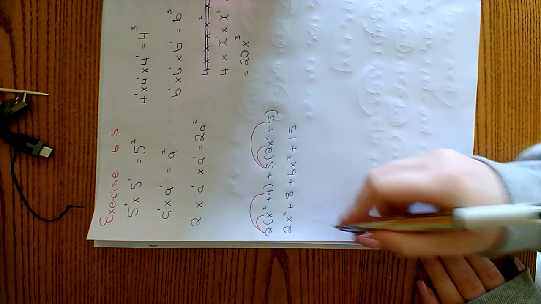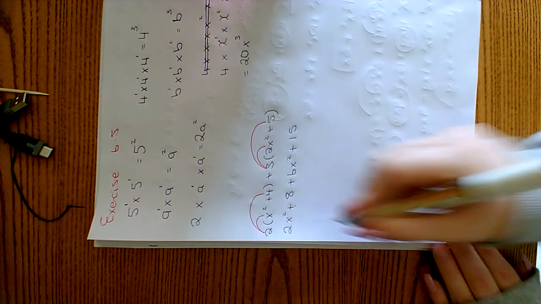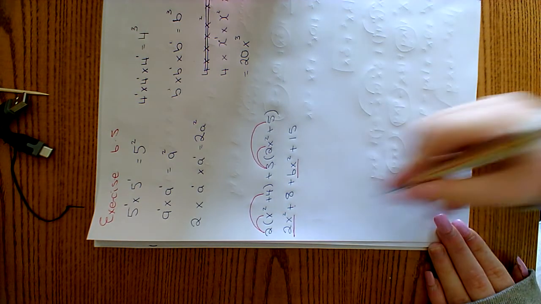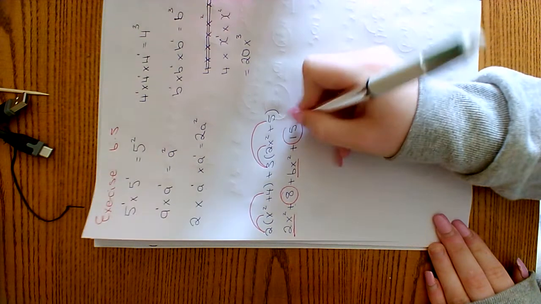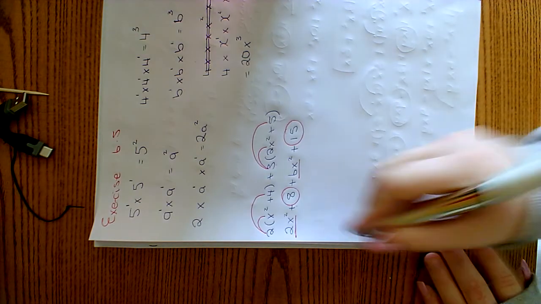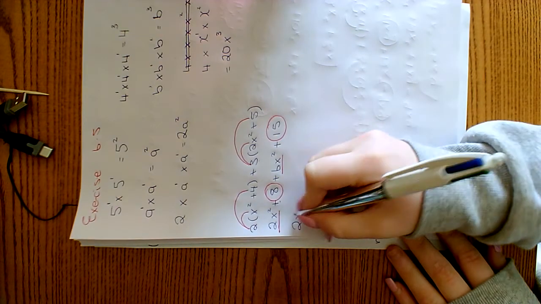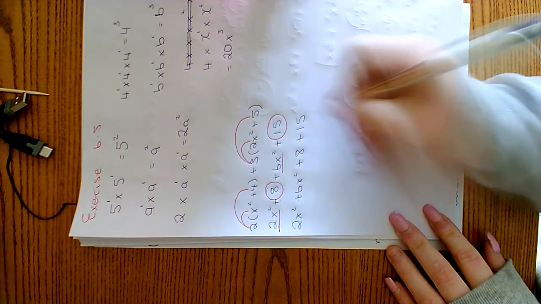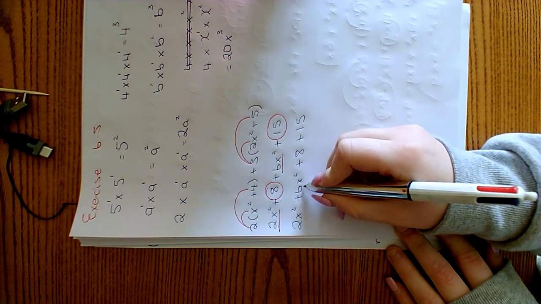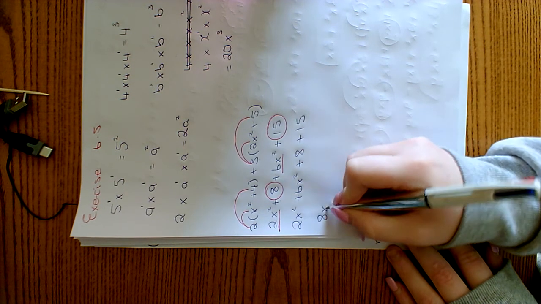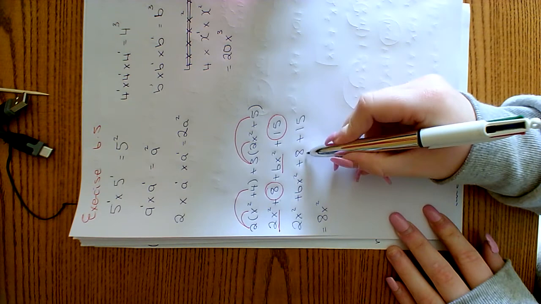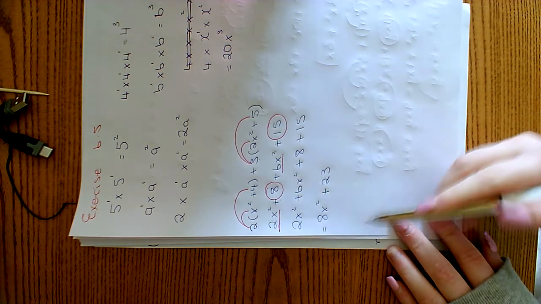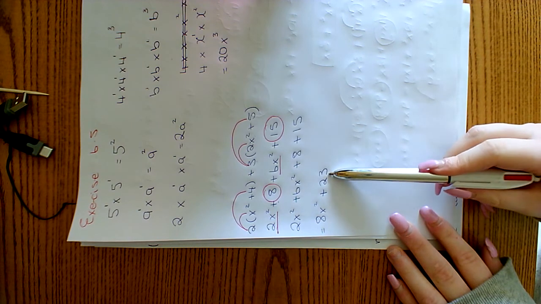What I need to do then is underline the terms that go together. So 2x squared and 6x squared go together, and then I circle my 8 and my 15. I rewrite it: 2x squared plus 6x squared plus 8 plus 15. 2x squared plus 6x squared gives me 8x squared, and 8 plus 15 gives me plus 23. That's my answer because, girls, remember, we can't add x squared to numbers.